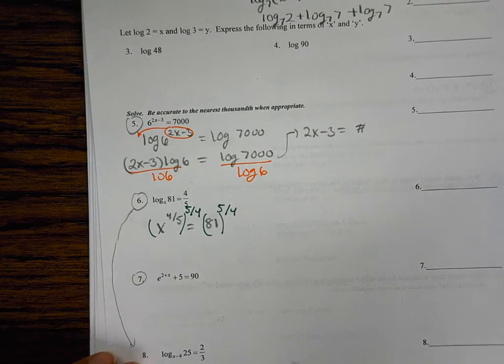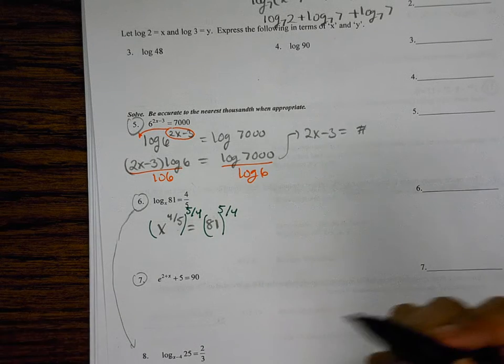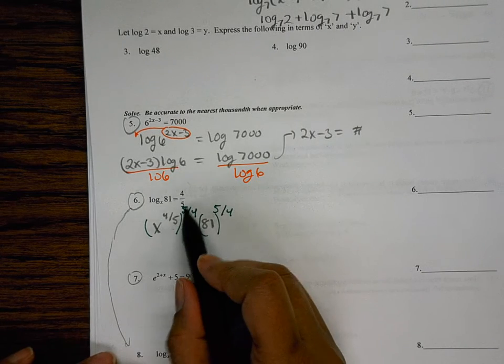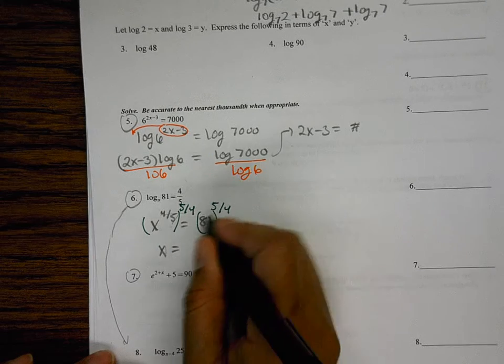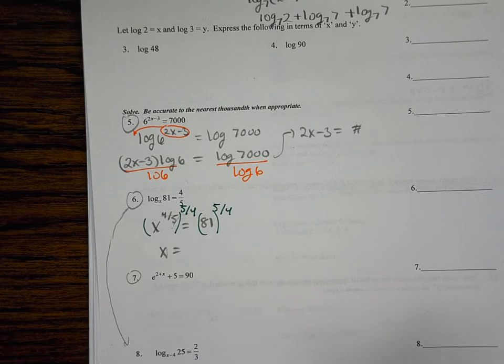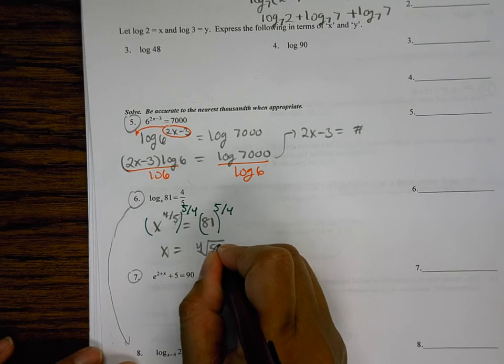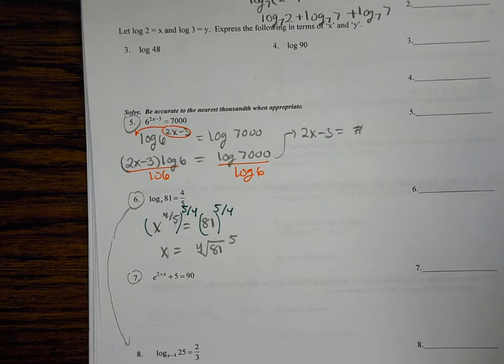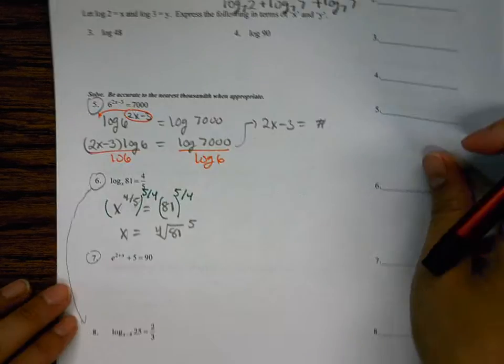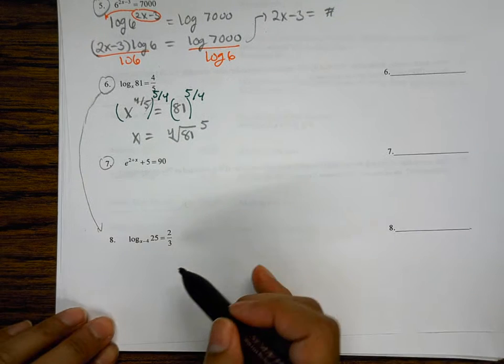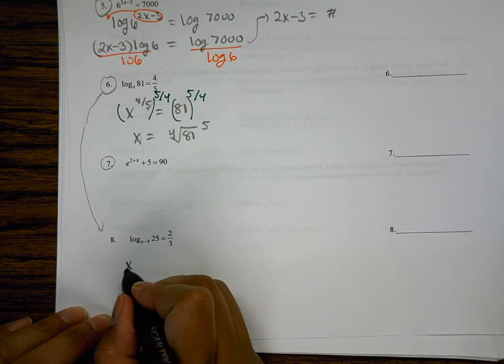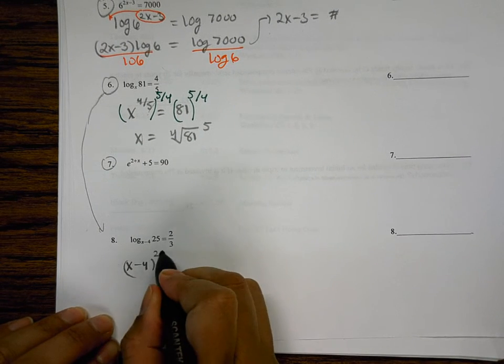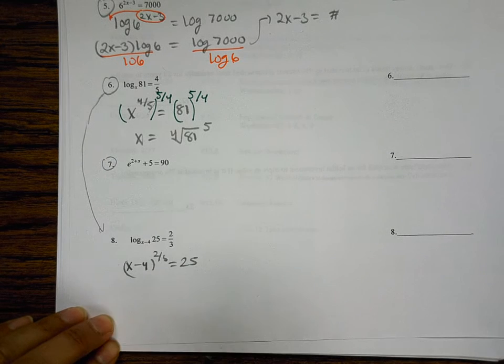And you do that because 4/5 times 5/4, a power to a power, you multiply. They undo each other. You can plug it in your calculator, or you can rewrite it like this, your choice. All in all, you're going to work it out. Now, I put an arrow here. This is similar to this one here, so I'll start you off. X minus 4 raised to the 2/3 equals 25.